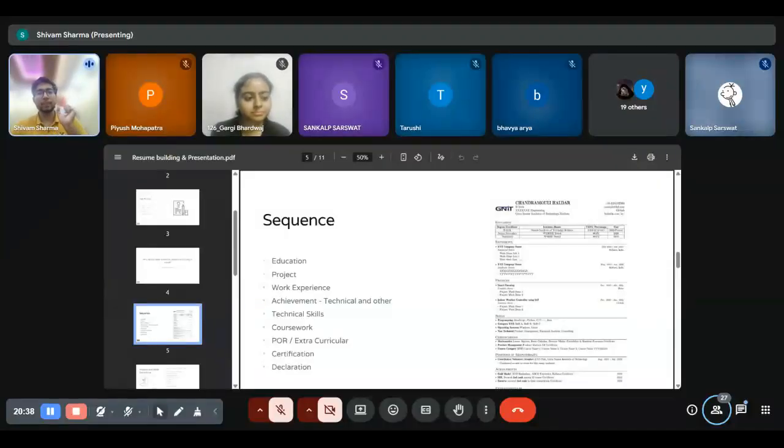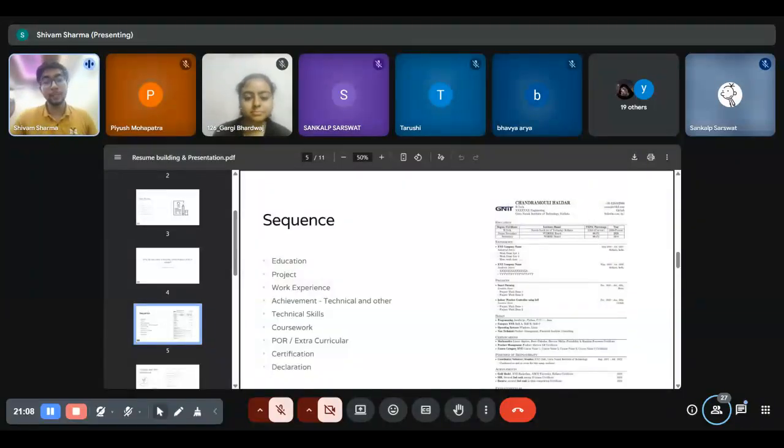First comes education. It is up to you whether you want to include your 10th education or not. Also, do not exceed your resume beyond one page. Up till 3 years of experience, you should have a single page resume. After that, the projects and work experience sections extend, and then you can have a two-page resume. But for now, just combine everything in a single page.